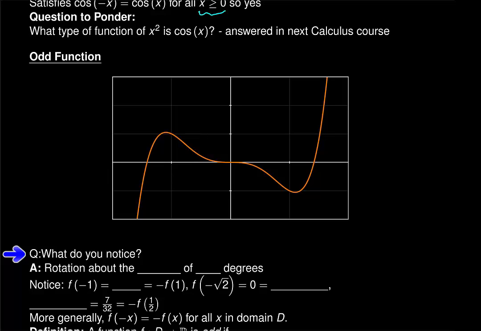Yeah, indeed. So you could think of it as a double reflection. So first in the y-axis and then in the x-axis, if you like. You could think of it that way. It's probably the easiest to think of it as a rotation about the origin of 180 degrees. Okay, so what does that mean?